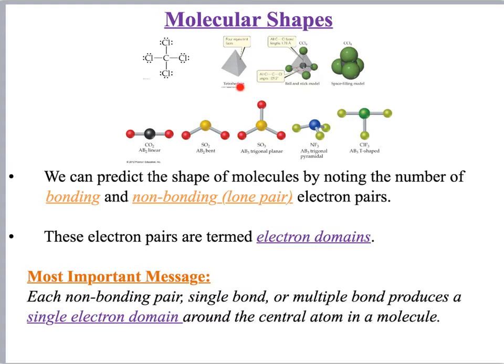And so it looks more like a tetrahedron, where if we look at the ball and stick model or the space filling model, we can see that each carbon chloride bond is spread out evenly, giving us an angle of 109.5 degrees between each of these bonds. This is a tetrahedral structure.